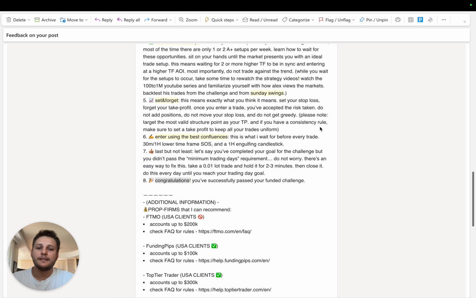Now, last but not least, once you've passed your profit target, there are minimum trading day rules on most accounts. Now, this doesn't mean that you have to full port your account for a second or third day in a row. That just means that you have to enter a trade. The trade can be as small as 0.01 lots. You hold it for 2 or 3 minutes and then you close it. You lose $2 or $3. You make $2 or $3. It shouldn't really affect your account, but it will help progress that minimum trading days requirement.